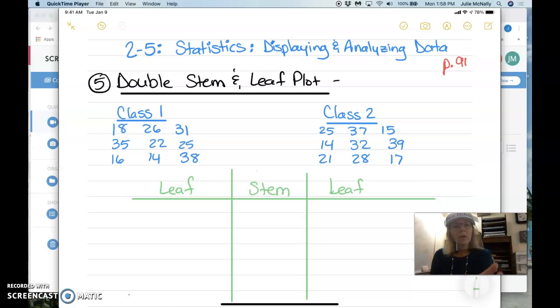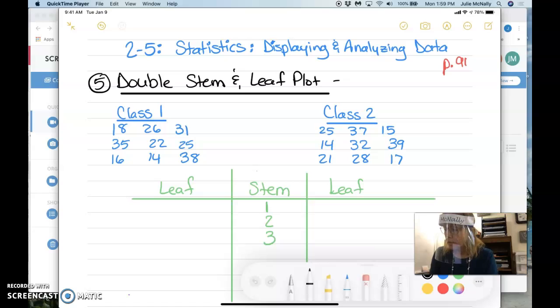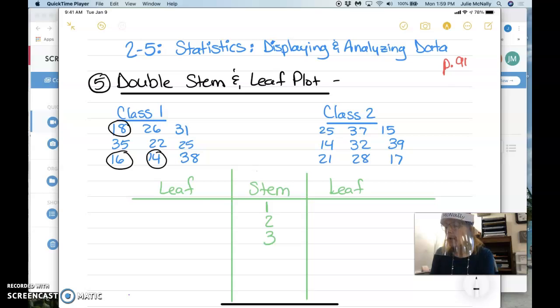The stem, I have to look at my tens place and see what is my smallest ten to my biggest ten. So my smallest ten is just in the tens place. Then I have 20s and 30s. Now I'm going to take one class at a time and I'm going to put all the ones down. So I'm going to look at class 1. I see 18, 14, and 16. So now I'm going in order from the stem going out. Okay, so I'm kind of working backwards on this side of the double stem and leaf plot.